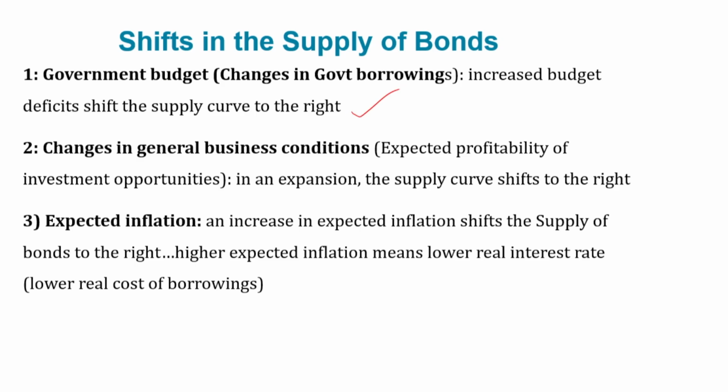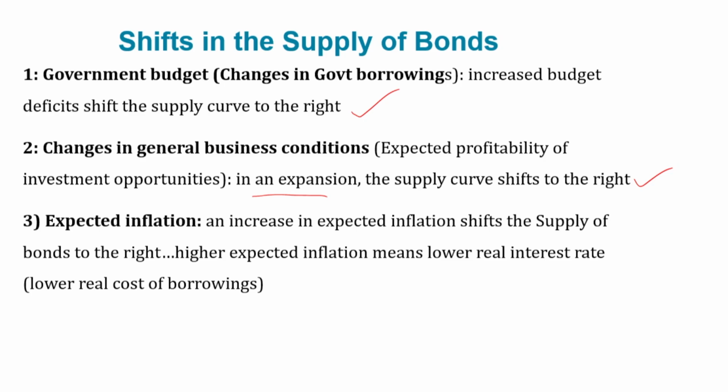The second one is changes in general business expectation. Suppose the overall economic and political environment in the country and globally is going to be very optimistic. That means the expected profitability of investment opportunities increases for firms. So at that time, firms want to expand their production capacity. They want to produce more goods and services. In this expansion, they need funds. They need capital. So at the given market rate of interest, they are willing to supply more. As a result, the supply curve will be shifting right.